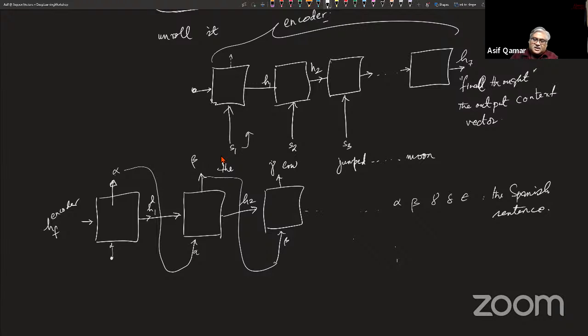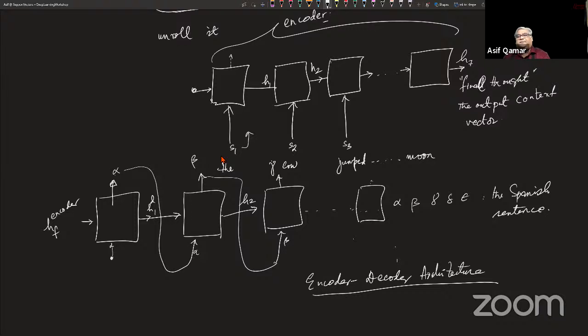By the time the last of the words have been produced, at some point this will say stop, full stop, separator or something like that, and so you're done. So this is your encoder-decoder architecture. Are we together, guys?